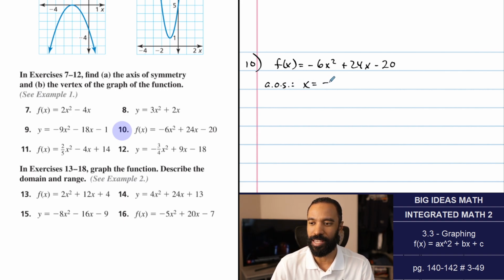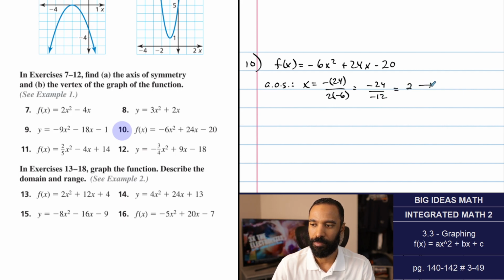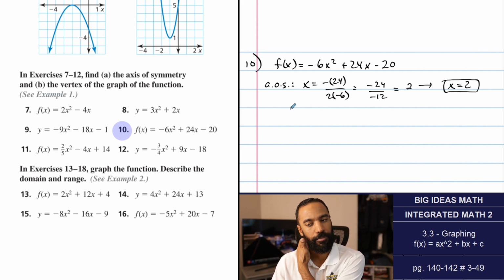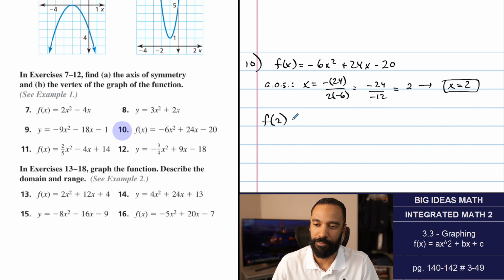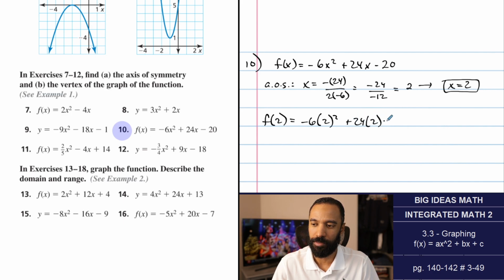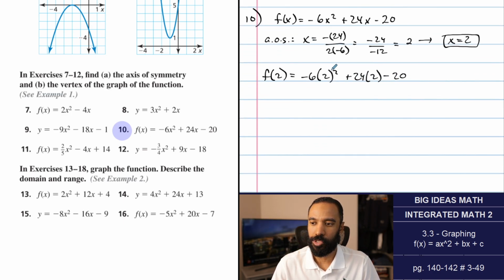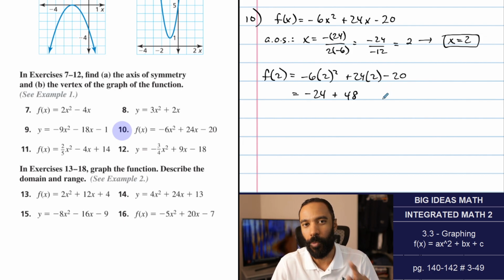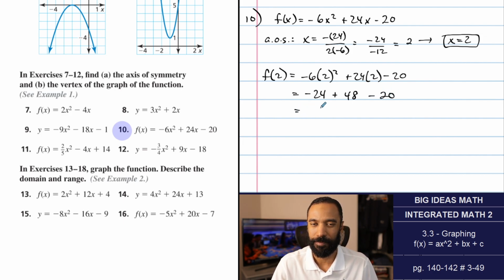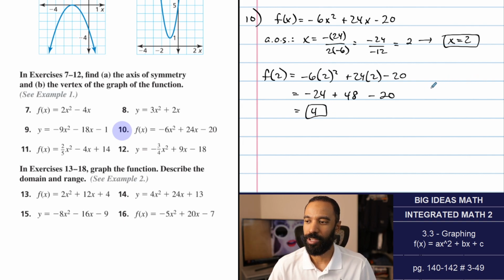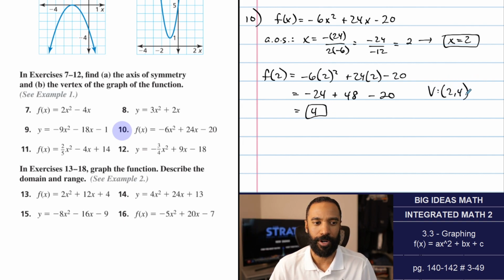The axis of symmetry, x is negative b over 2a. That's negative 24 over negative 12, which is positive 2. That gets you x equals 2 as your axis of symmetry. For your vertex, your y value is going to be f of 2. We'll do negative 6 times 2 squared plus 24 times 2 minus 20. 2 squared is 4 times negative 6 is negative 24. Anyone know what negative 24 plus 48 is? That's right, 24. 24 minus 20 is 4. That's the y value. So you have a vertex of 2, 4.